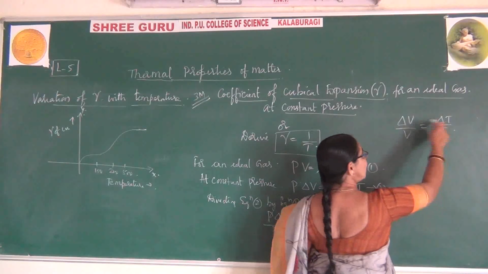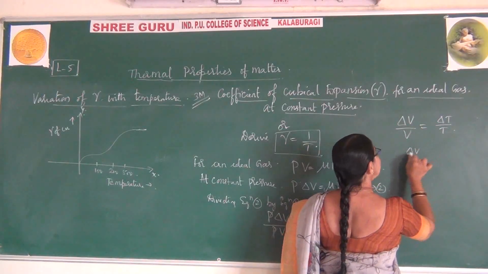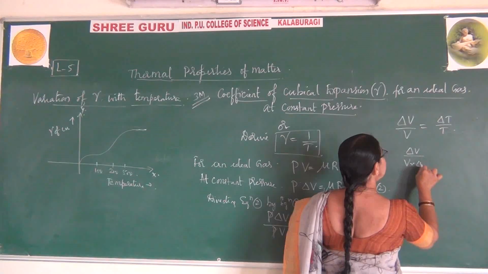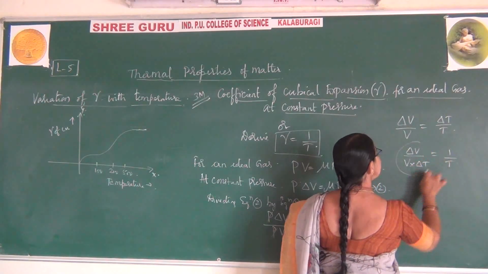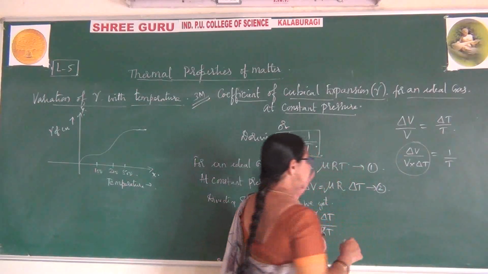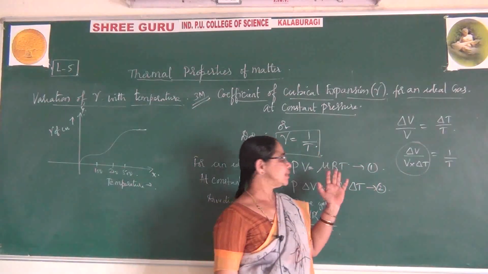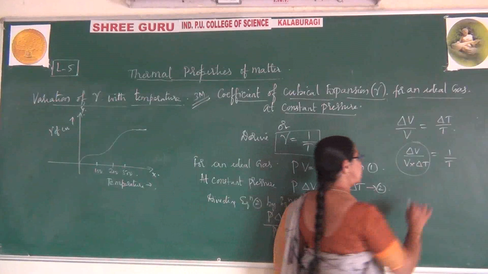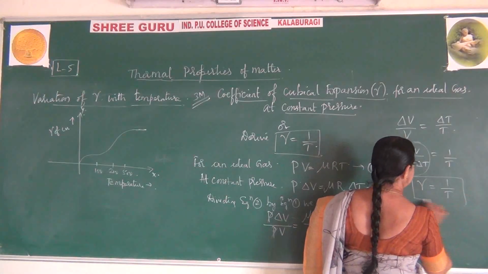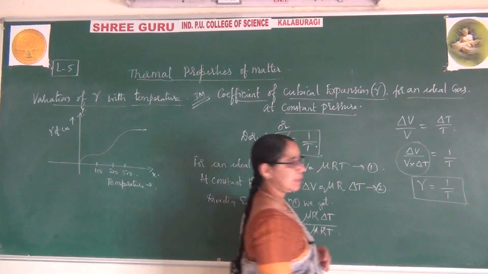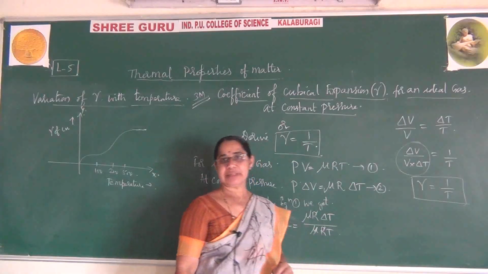Now I rewrite this formula. Therefore delta V by V into delta T is equal to 1 by T. What is this delta V by V into delta T? Just now we have learnt in cubical expansion that it is gamma. That is, gamma is equal to 1 by T. It is understood.